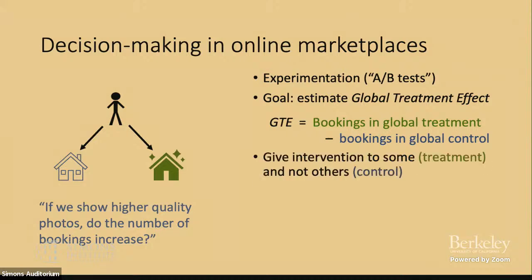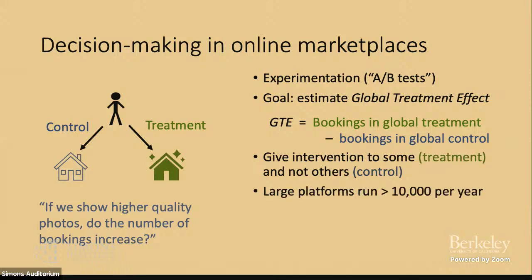And what they'll do is they'll run an experiment. They'll give the intervention to some customers, not to others. So the treatment customers will see the better photos and the control customers won't. And then use the outcomes of the treatment and control customers to estimate the global treatment effect. Typically, you'll just take the average of both the two groups and subtract them. And so there are a lot of advantages to making decisions this way. When you do this, you now have evidence for what kind of interventions you should enact.